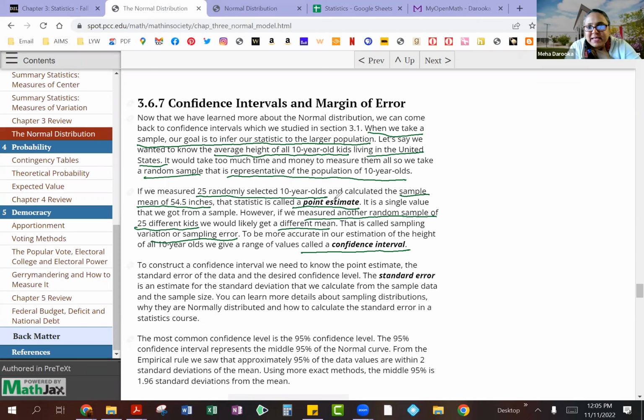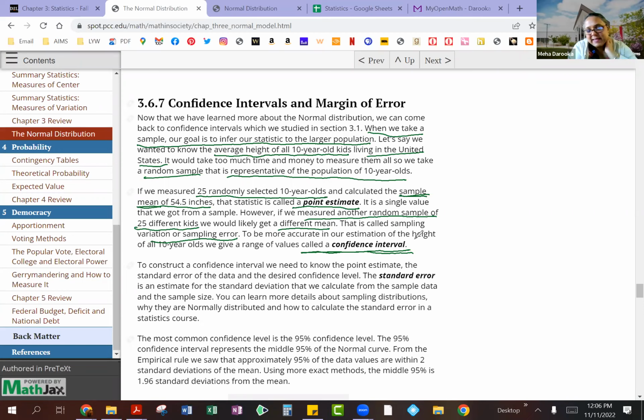So that's your point estimate, which basically references the sample mean. Your confidence interval is just telling you between what heights we can say most of the population of our 10-year-old children is going to fall.